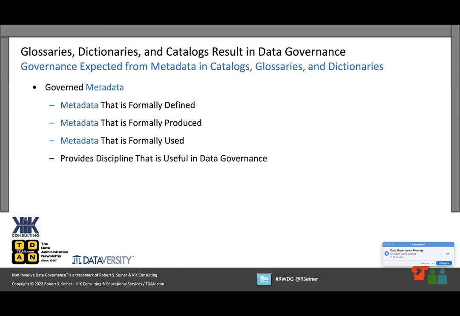So when we're talking about what are good traits of governed metadata, this would be metadata that has now been formally defined. We've selected this metadata for a reason and a purpose for collecting this and providing this to people. This metadata is formally produced. Somebody has the responsibility for producing the metadata, and the metadata is formally used. So we're basically providing the discipline of how we define, produce, and use metadata, which translates really well to data governance, because people can only define, produce, and use data as well. And we need to know who in the organization defines the data, who's responsible for it, who's the decision maker for it, who's producing the data, who's using the data. So governed metadata is metadata that's formally defined, produced, and used.